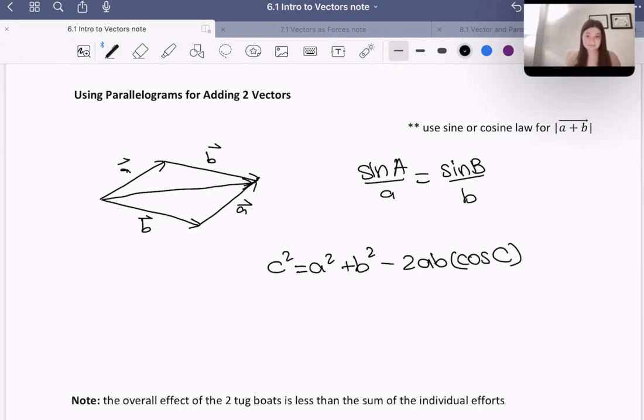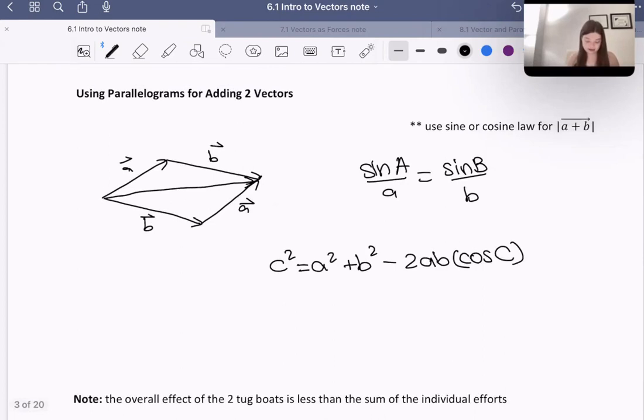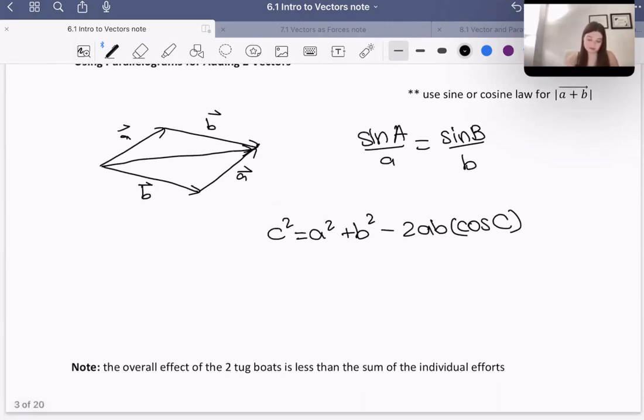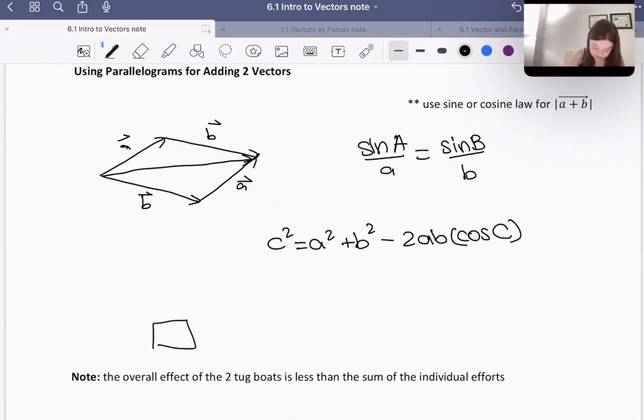Okay. So the other note here is that the overall effect of the two tugboats or the two vectors is less than the sum of the individual efforts, right? So I'm going to show you what I mean by that. Let's say that I have my tugboat, TG for tugboat, and I have one going this way and one pulling this way. And we want to know what's the resultant. Well, the resultant's going to be somewhere in the middle, but it's not going to be as strong as both of them combined, as just adding up these two magnitudes, right? Magnitude of A plus magnitude of B, that's not actually going to work. It's going to be lesser than that.